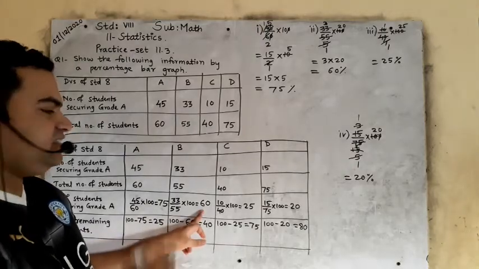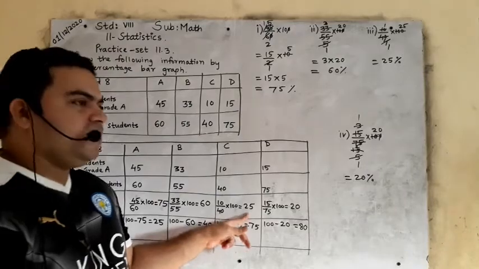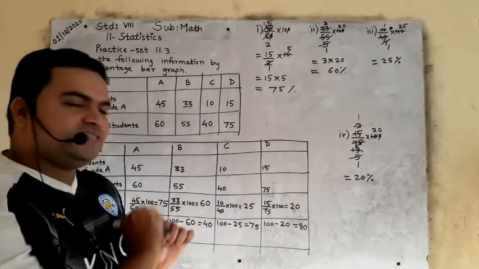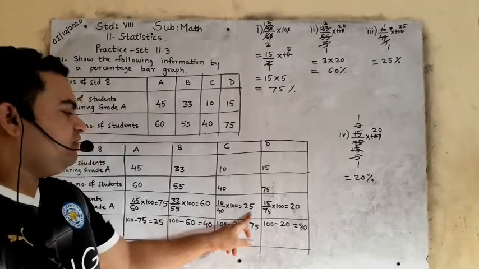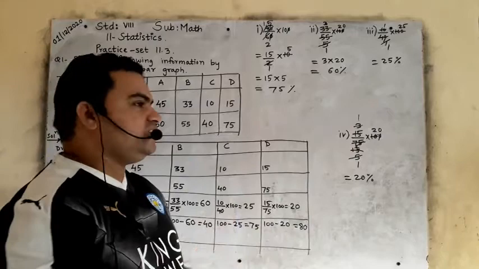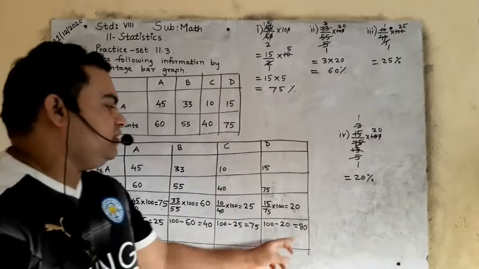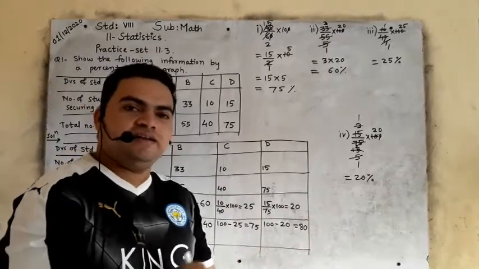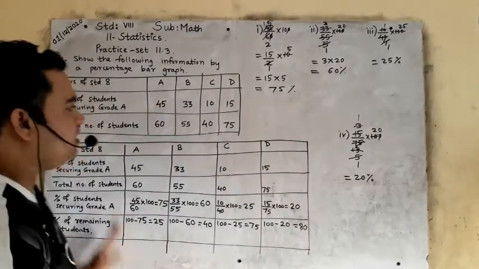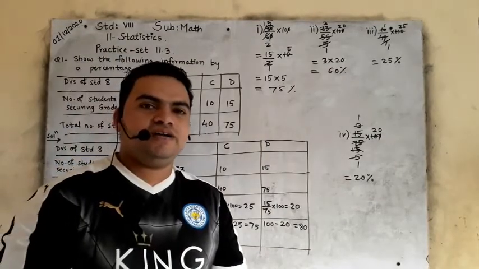The second bar you will fill till 60, the rest 40 for the remaining. The third bar you will fill till 25, between 20 and 30 there is 25, so you will fill 25, the rest for 75. The 20% you will fill for the students who secured grade A, and the remaining 80% you will leave empty for the students who did not secure grade A. So this is how you have to draw the percentage bar graph. I hope you understood.